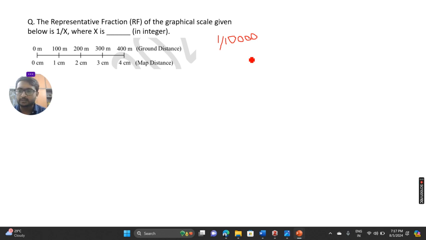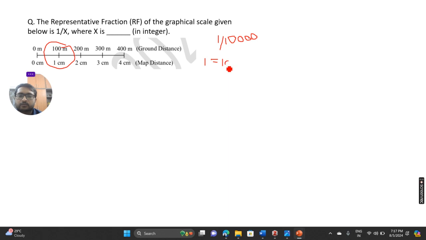Are you guys getting what to do? So first of all, we have to find a scale. The formula of scale is distance on map divided by distance on ground. We can consider any of the things, so let's say this one: 1 centimeter is equal to 100 meter. So for that we will do 1 centimeter is equal to 100 meter.